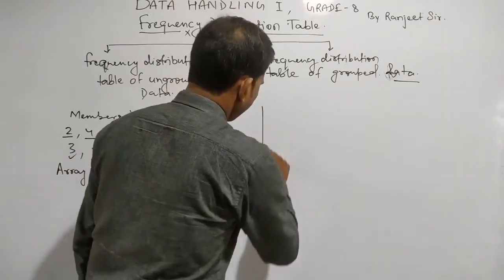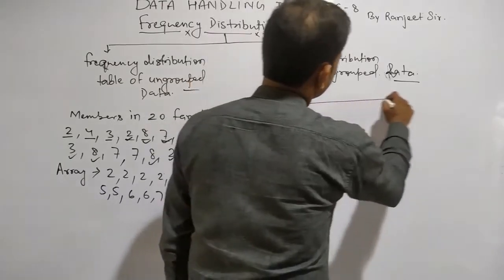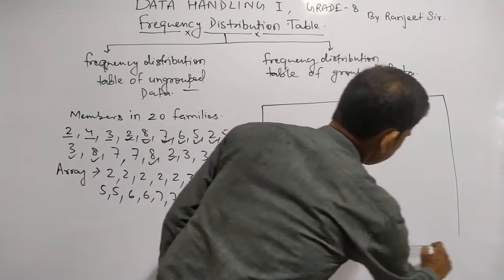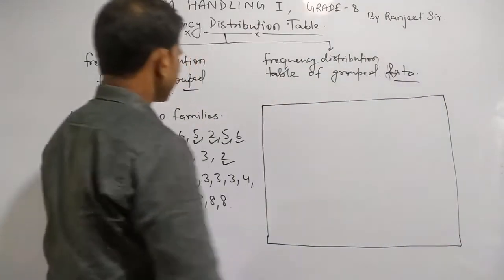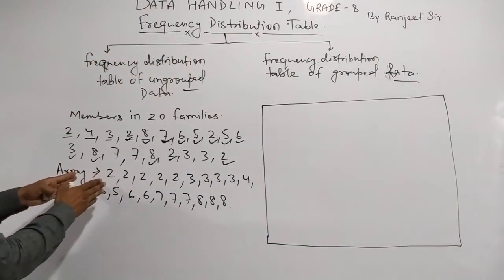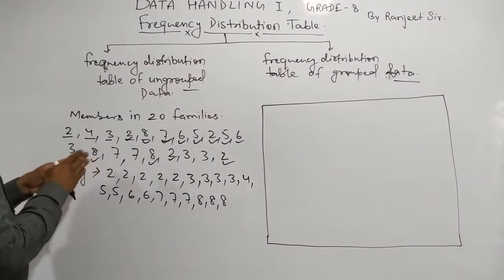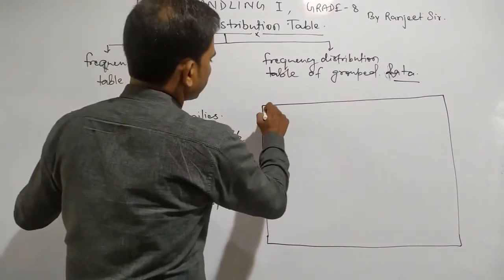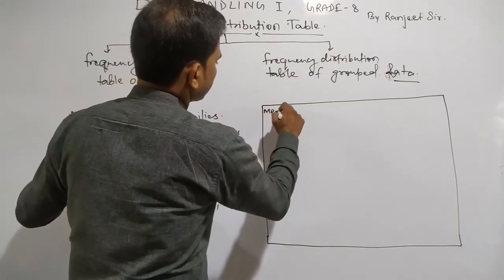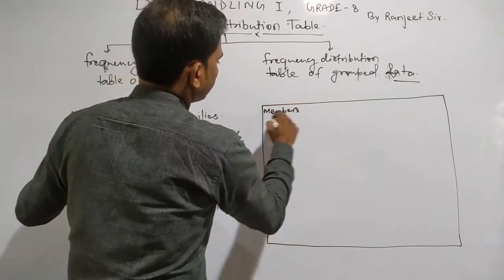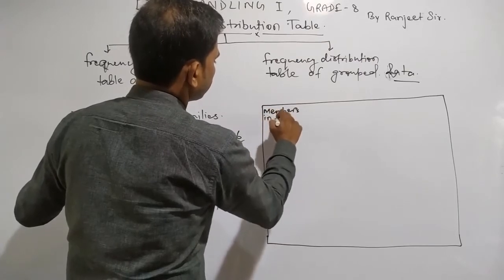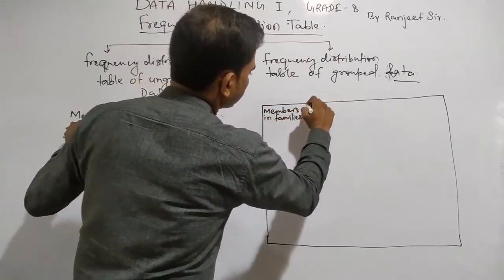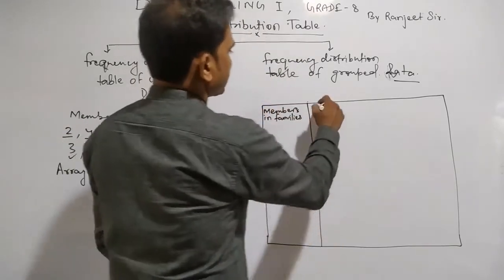Now I'm going to make a table for this ungrouped data. The first column is the number of members, means members in families. So this you can write. In the middle you will write tally marks.